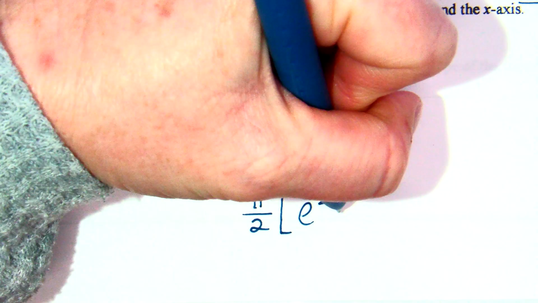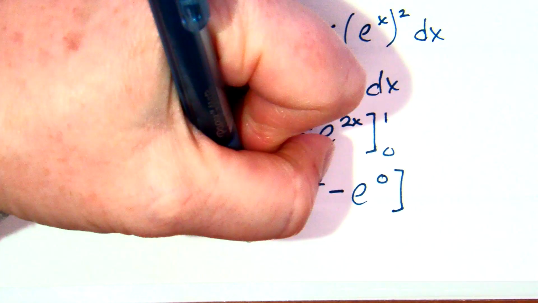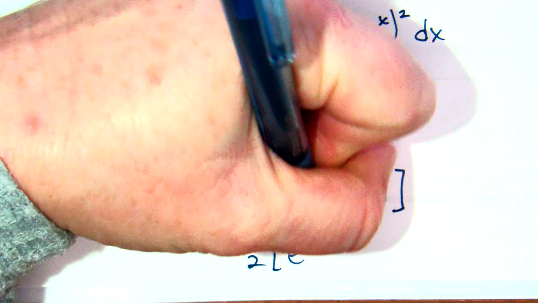What do we know about anything raised to the 0? It's 1. So pi over 2 times e to the second minus 1. And that's actually how I'm going to leave my answer. If necessary, could you come up with a decimal answer? Of course. And this is units cubed. Because again, we are talking about volume.